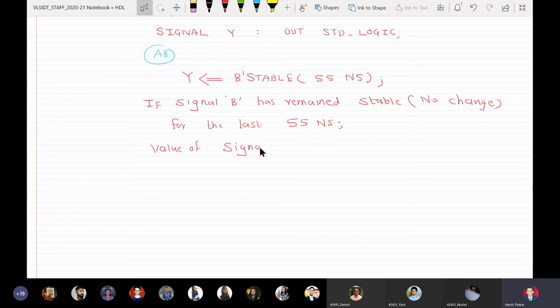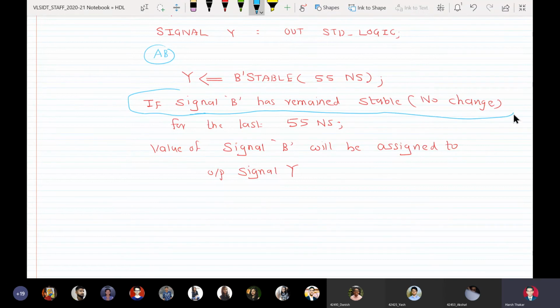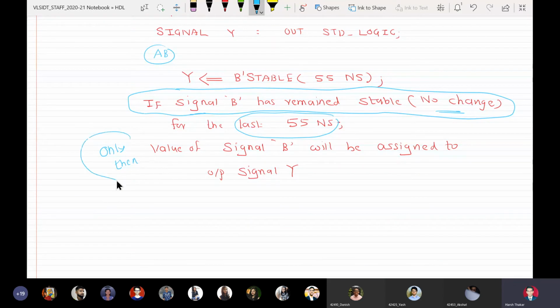the value of signal B will be assigned to output signal Y. Okay, so if signal B has remained stable for the last 55 nanoseconds, only then the value of signal B will be assigned to signal Y. Okay.